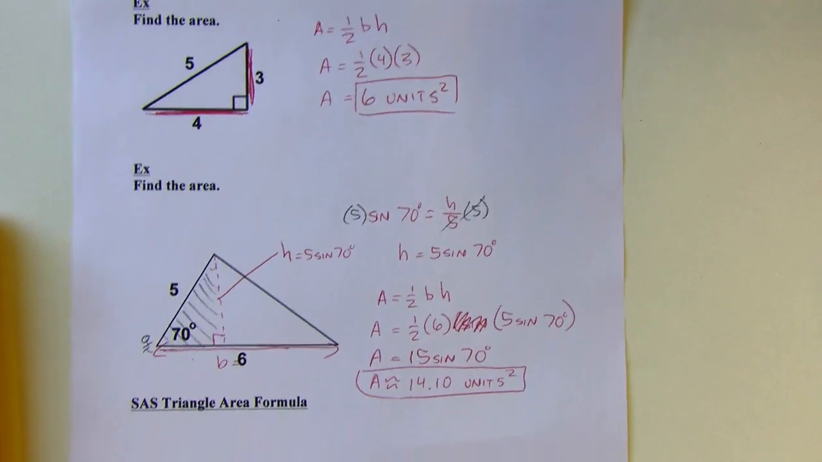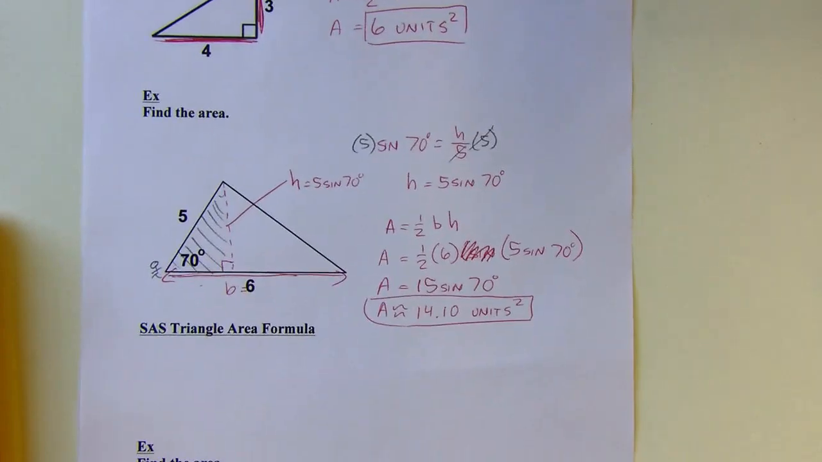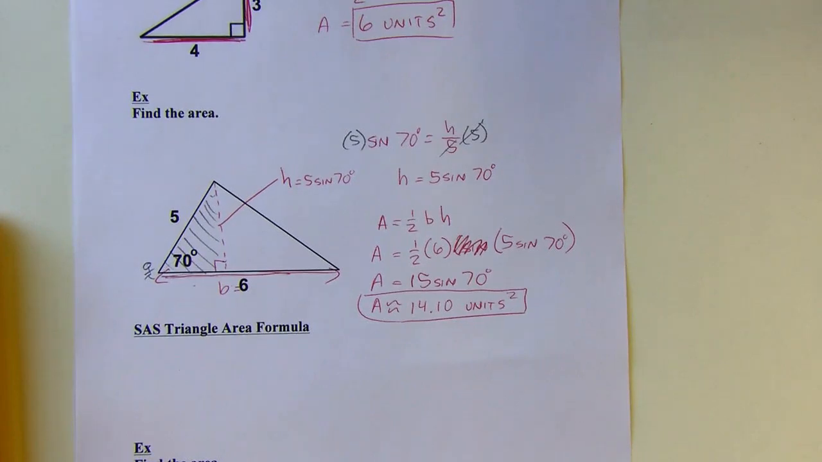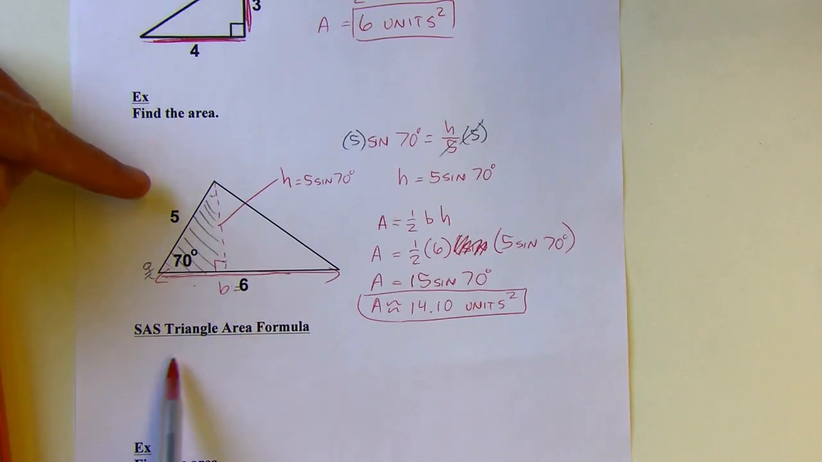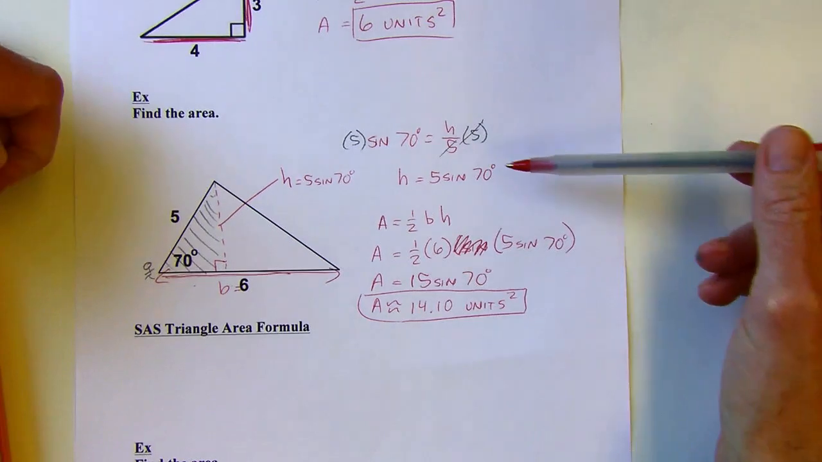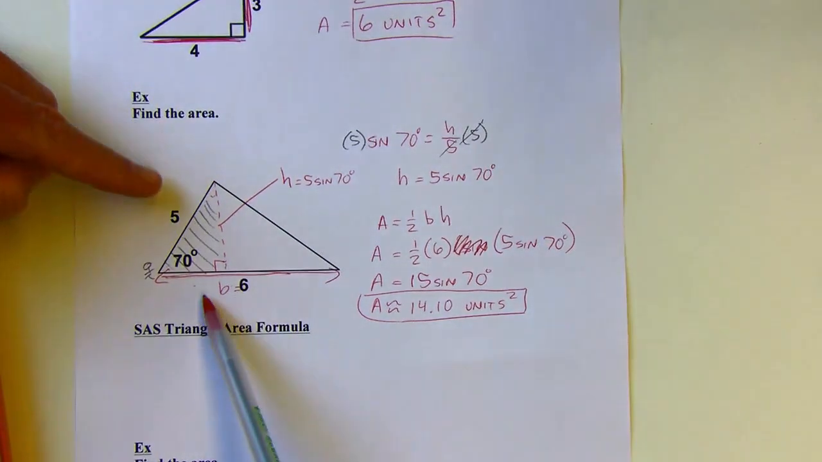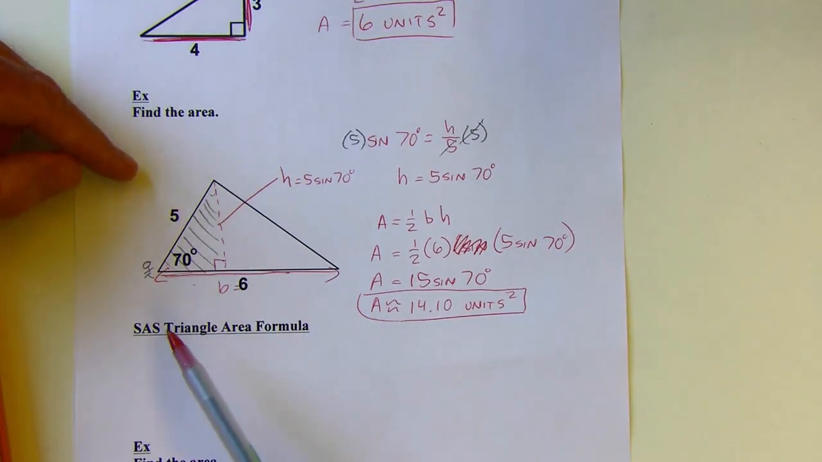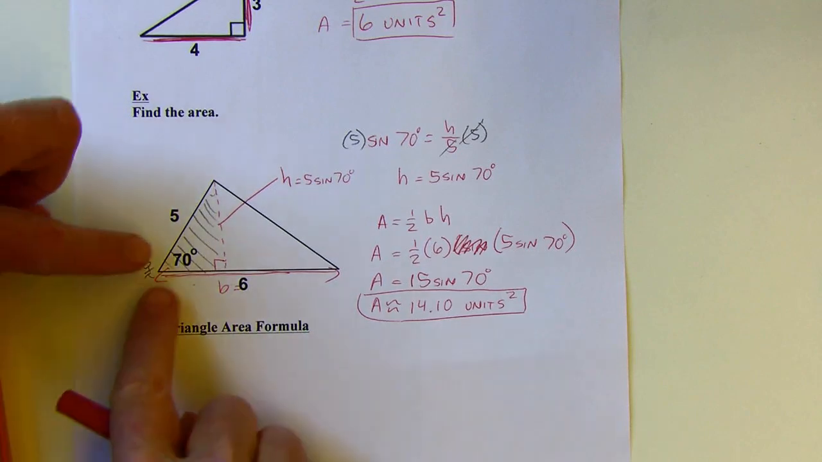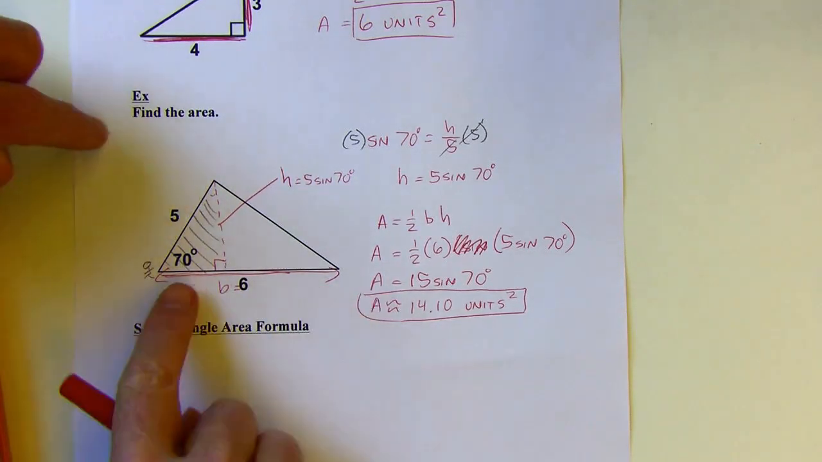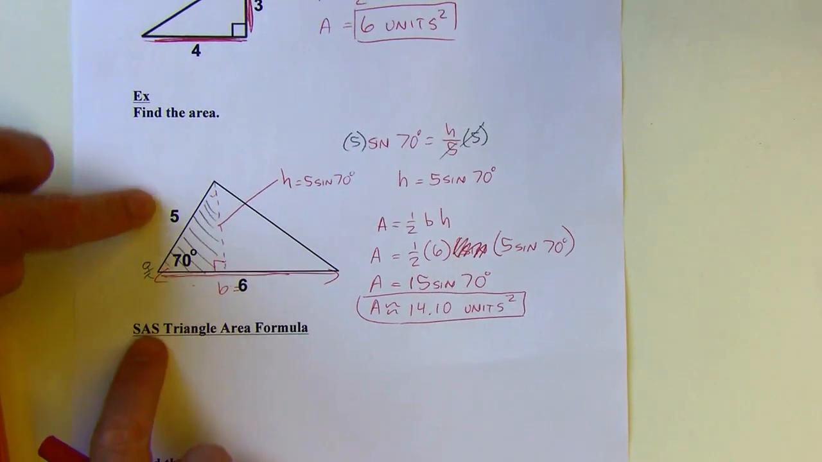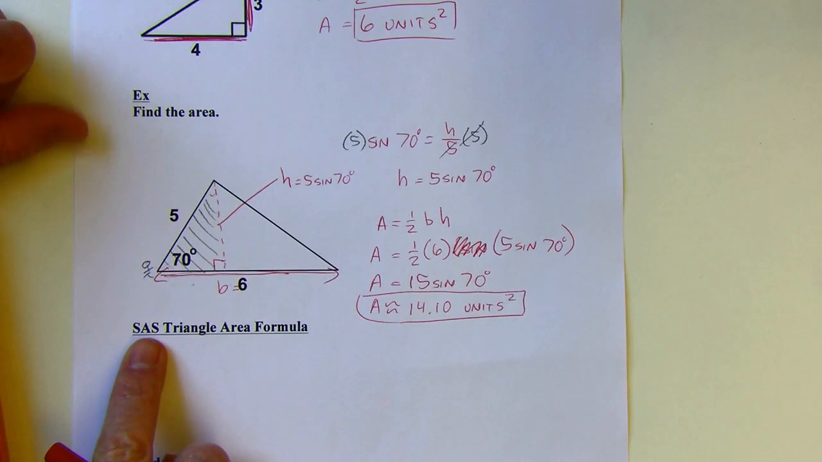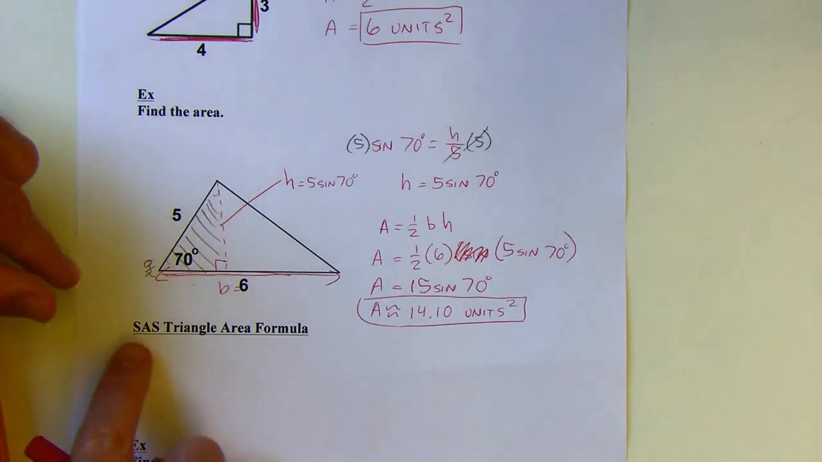Okay, so that was kind of a lot of work, but I've got some good news because there's a nice little shortcut. It's called the SAS triangle area formula. I still used my basic 1/2 base times height, but it just took me a little while to figure out what the height was. But if you look at the original problem, I've got 2 sides and an included angle. Those are the given pieces of info. So SAS, 2 sides and an included angle. This is going to work for any triangle in this format.